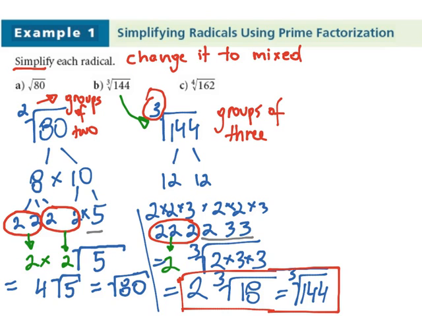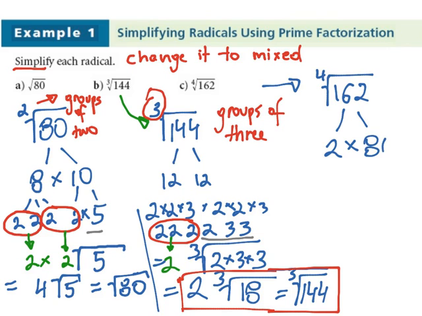Last but not least, 162 with an index of 4. So let's find all the factors of 162. I'm not sure of our exact factor, so we'll just divide by 2. So 2 times 81 is 162. So that's 2 times 9 times 9, which is 2 times 3 times 3 times 3 times 3.